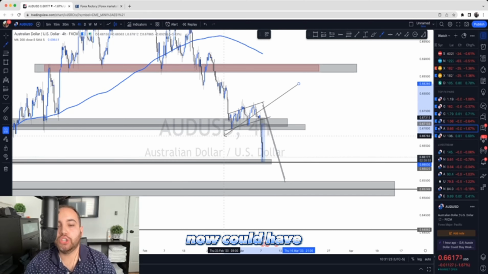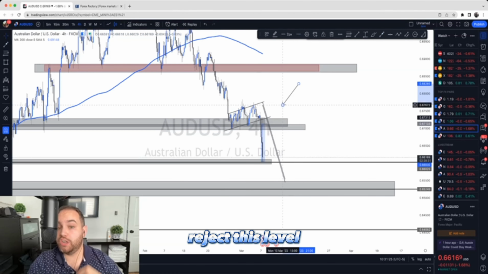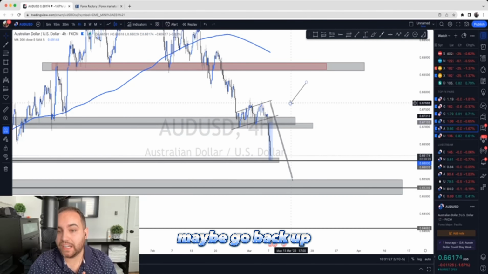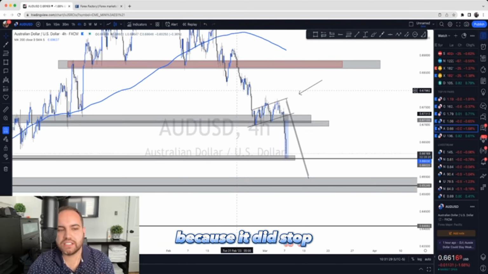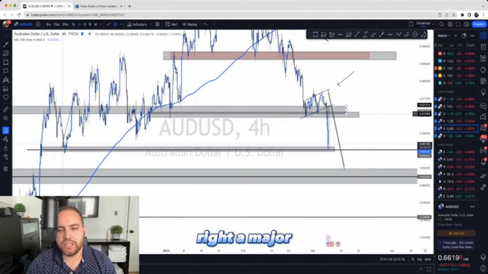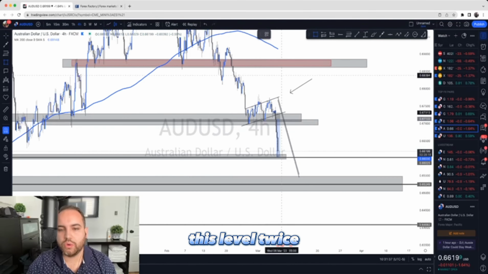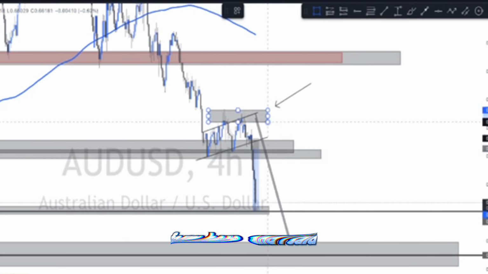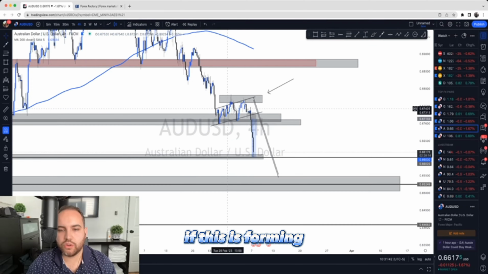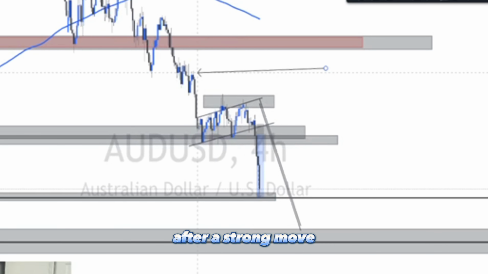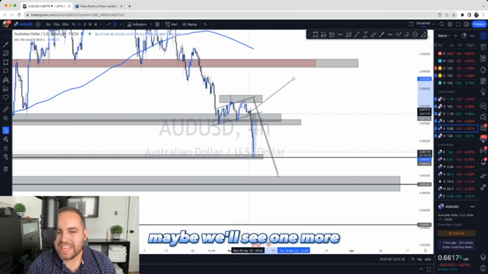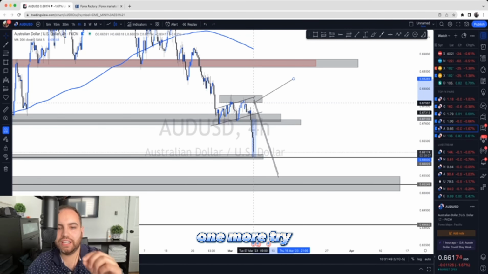Now, could price have maybe rejected this level and actually gone back up? Yes, absolutely, because it did stop out at a major support area, a major demand zone. But this told me that we rejected this level twice. So I saw a double top formation form here, and I said, well, typically if this is forming some sort of a bearish flag after a strong move to the downside, right? I was like, maybe we'll see one more try to push to the upside.